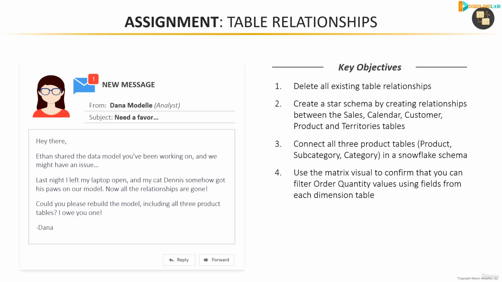And then finally, to check our work, we're going to use the matrix visual in the report view to confirm that we can filter our order quantity values using fields from any of our dimension tables. Good luck.